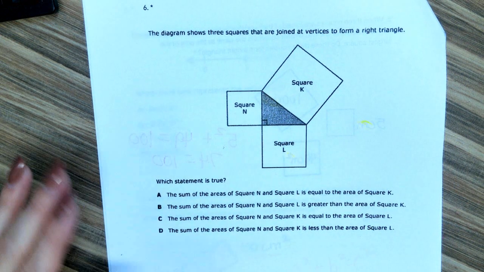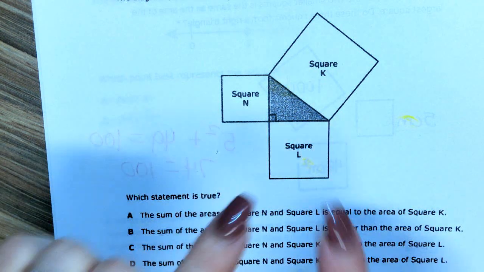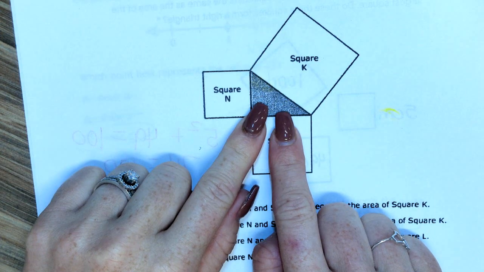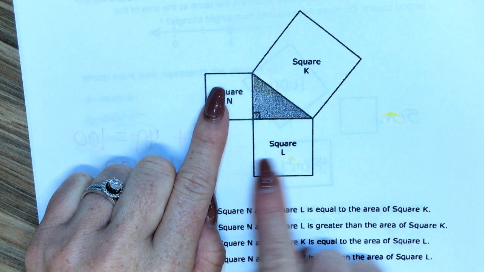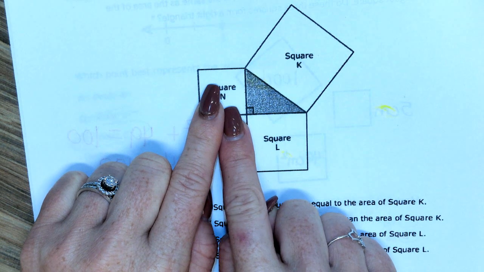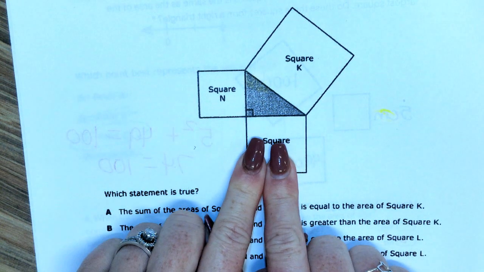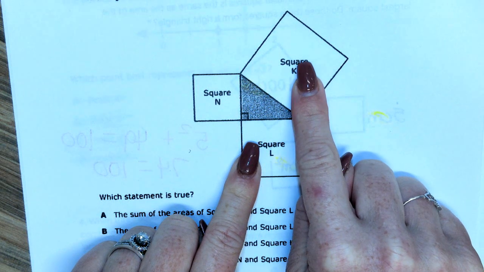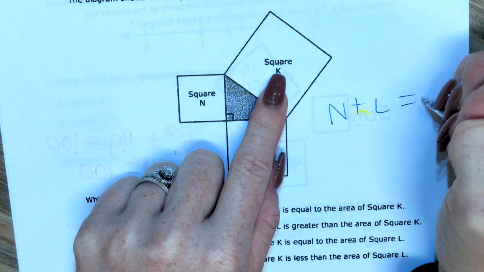All right, before we even read all this information, let's just look at this. Is this a right triangle? So we know that the two smaller squares do what? This square plus this square has to equal? So I would say N plus L has to equal what?